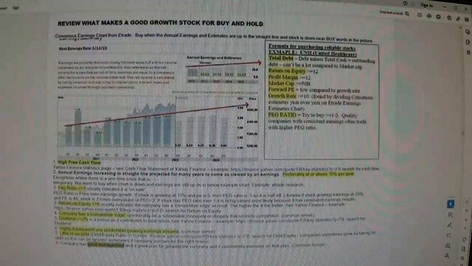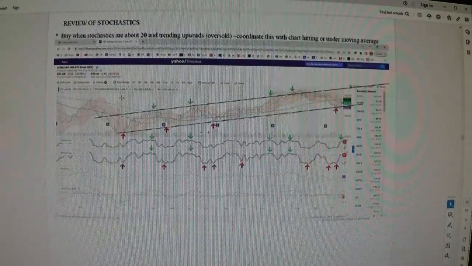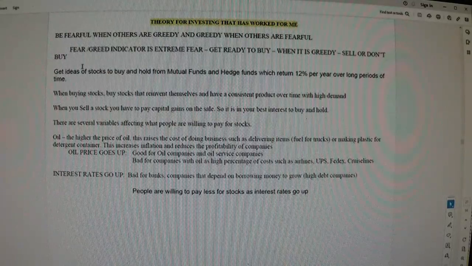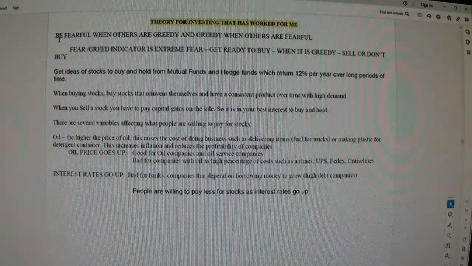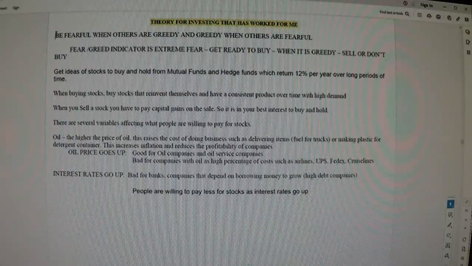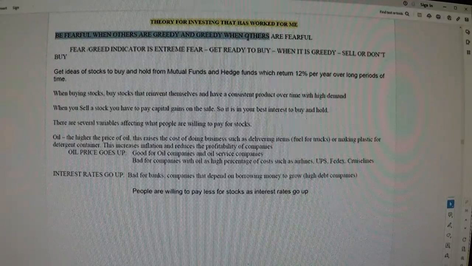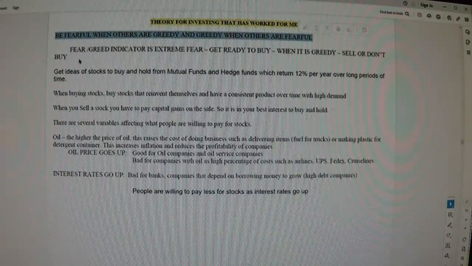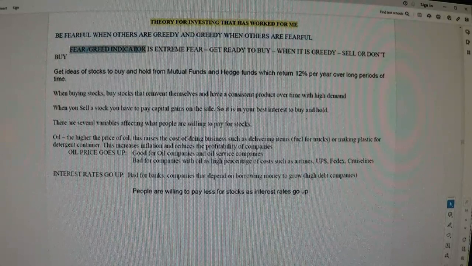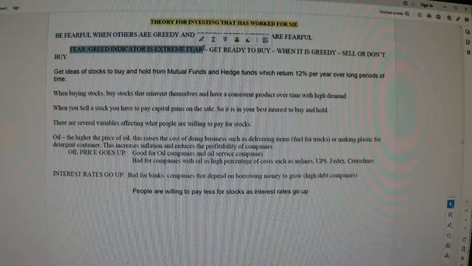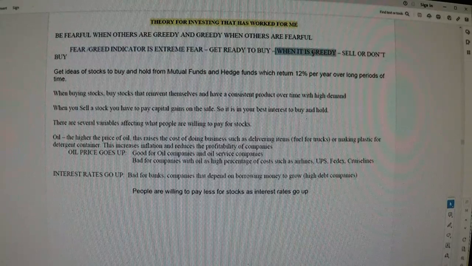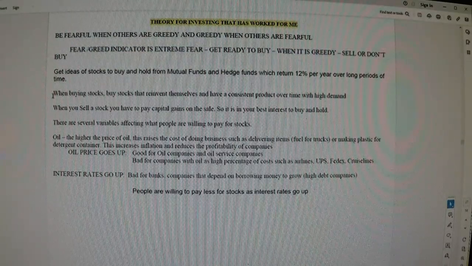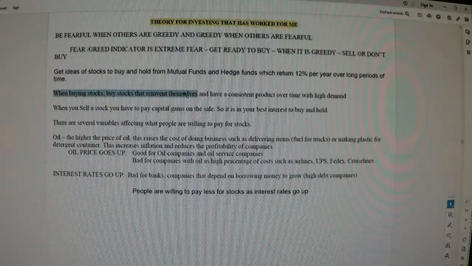All right. So let's see. Okay, let's go over some rules of thumb for investing. You want to be fearful when others are greedy, and greedy when others are fearful. That's Warren Buffett. So whenever there's a fear-greed indicator showing extreme fear, get ready to buy. When people are greedy, don't buy. When buying stocks, you have to try to think of where they're going to be in 10 years.